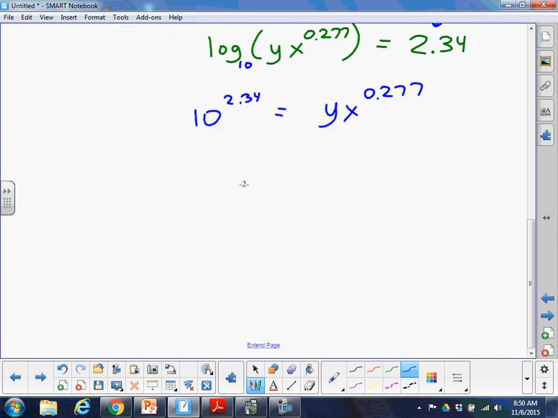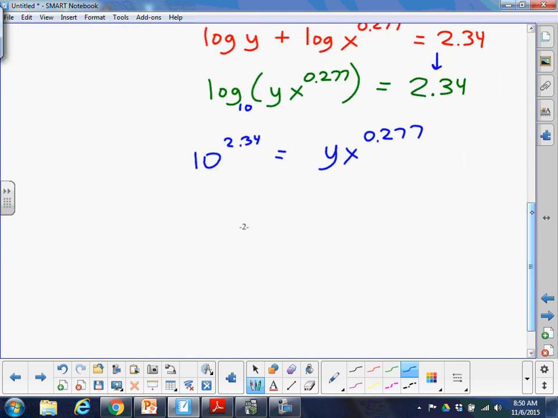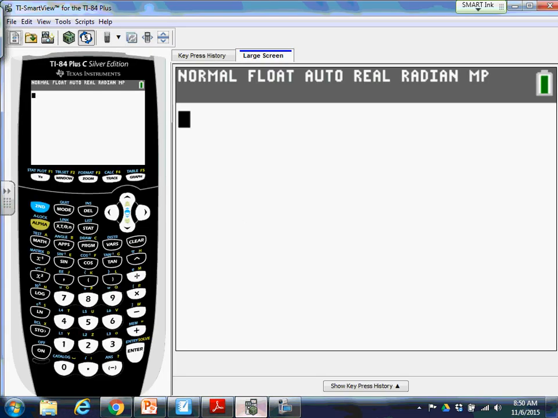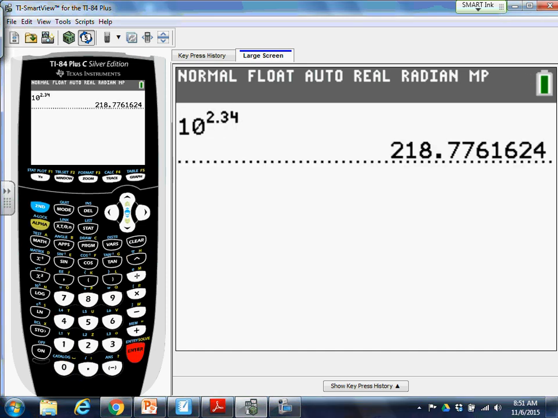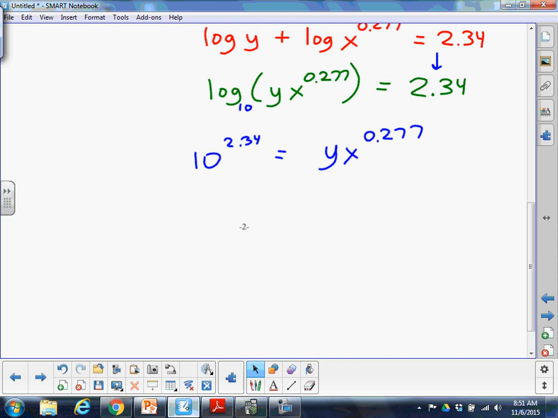And now we just got to do a couple calculations and a little algebra here. So 10 to the 2.34 power is just some number. Your calculator can do that. So let's see what that is. 10 to the 2.34. Okay, so that's around 218 point, let's go 218.8. Okay, so this side just 218.8, just a calculator problem.